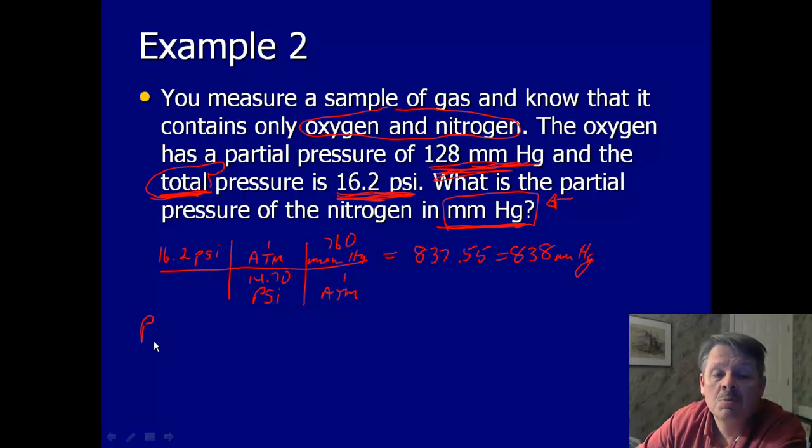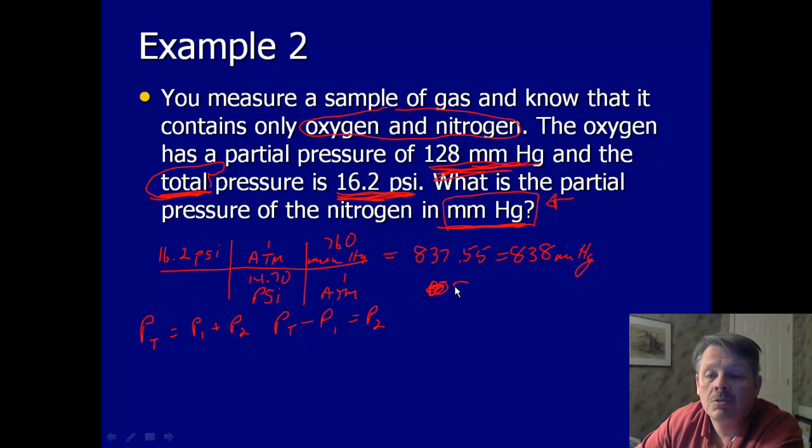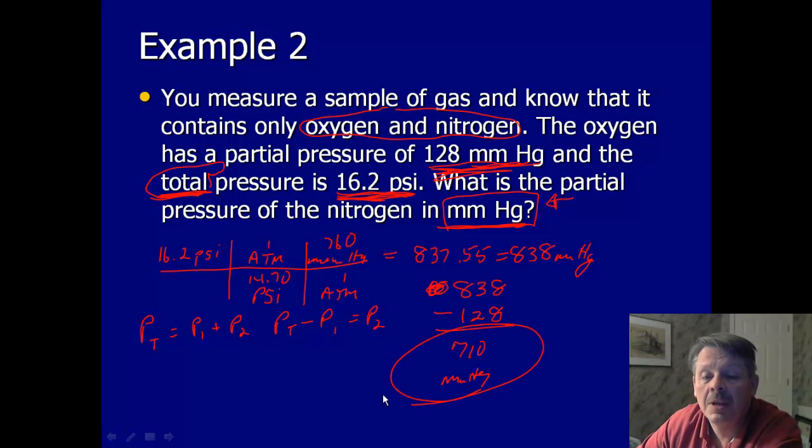So in this case, my total would be my pressure of 1 plus my pressure of my second one. So since I'm trying to figure out the pressure of my second one, my pressure of my total minus the pressure of my first is equal to the pressure of my second. So I take 838, which is my total, and I subtract the 128, which is my partial, and I come up with 710 millimeters of mercury. And that's my answer for the pressure of nitrogen.